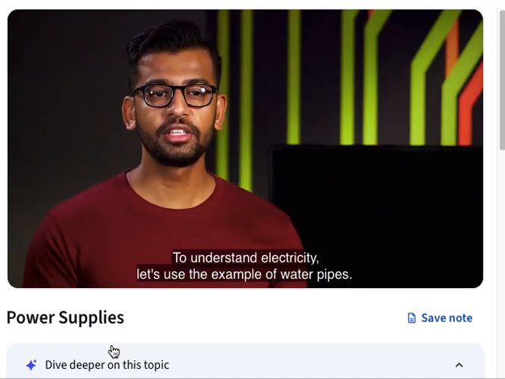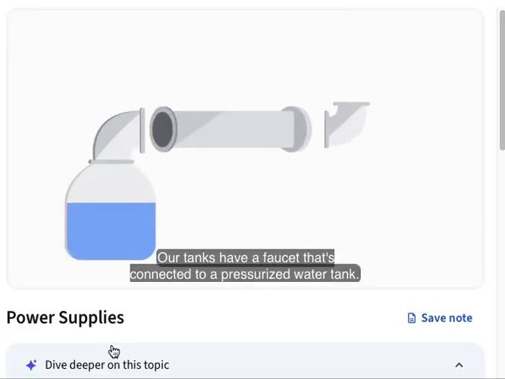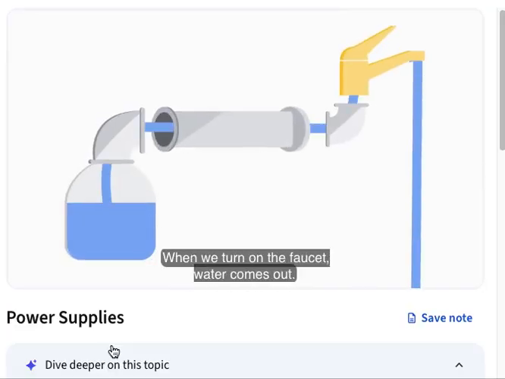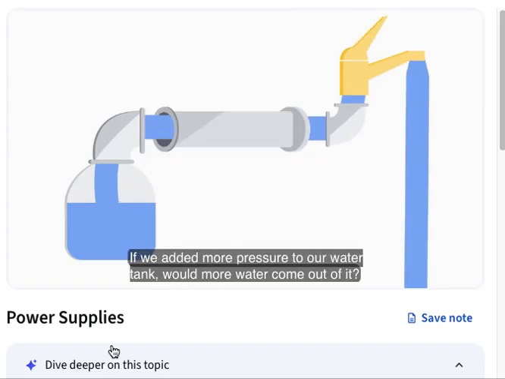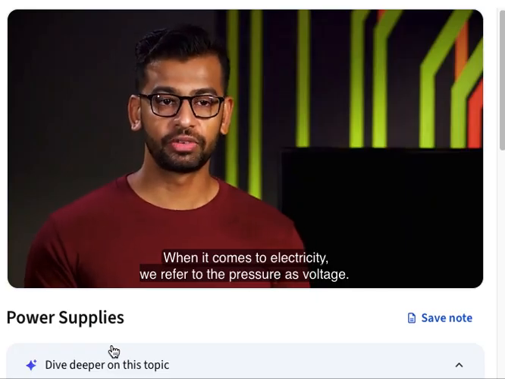To understand electricity, let's use the example of water pipes. Our sinks have a faucet that's connected to a pressurized water tank. When we turn on the faucet, water comes out. This is sort of like how electricity works. When we plug an appliance into an outlet and turn it on, a flow of electricity comes out. If we added more pressure to our water tank, would more water come out of it? The higher the pressure, the more water there will be. When it comes to electricity, we refer to the pressure as voltage.